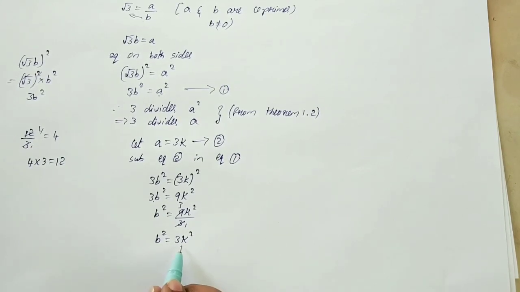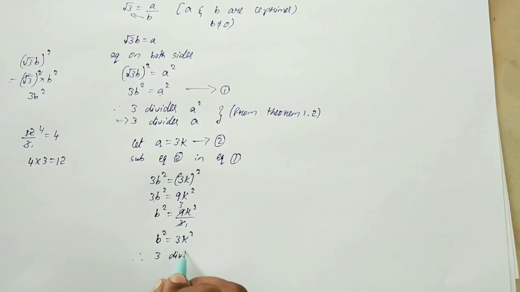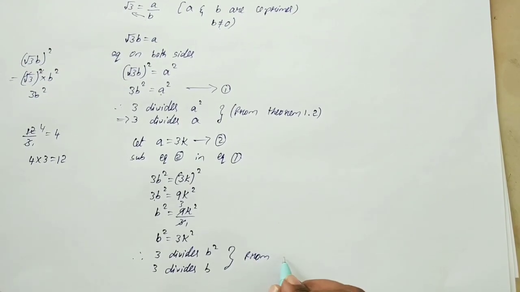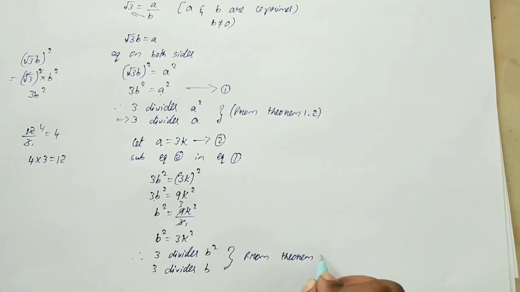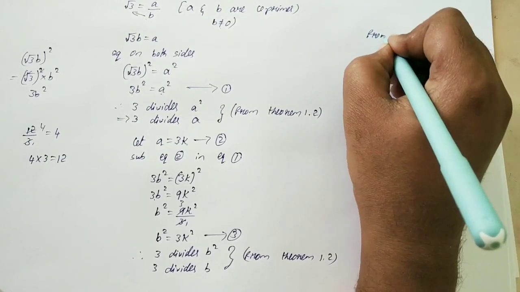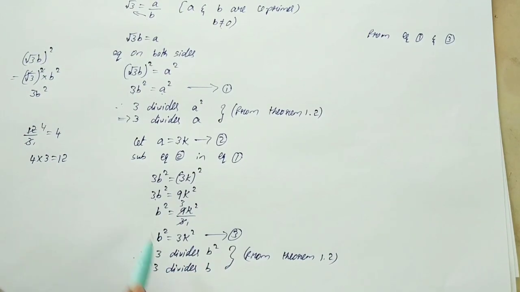From this equation b square is equal to 3k square, we came to know that 3 is one of the factors of b square, right? So therefore this 3 divides b square as well as 3 divides b. Right? So this is from theorem 1.2. So let it be equation 3. From equation 1 and 3, we came to know that 3 is a common factor for both a and b, right?